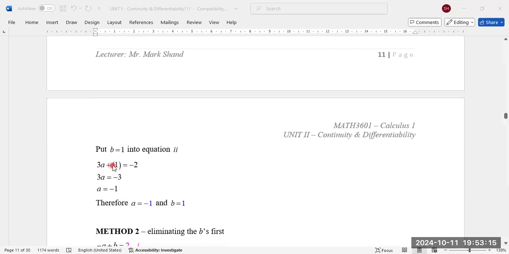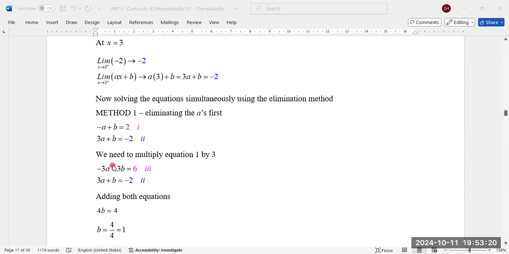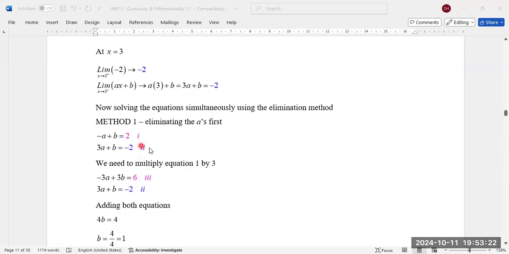Sir, sorry to interrupt. I do apologize, but could you scroll back up a little bit to where you did the multiplication of equation 1 by 3? Okay, just 2 seconds. No problem. You want me to go through it or you just want to look at it? I'd love it.